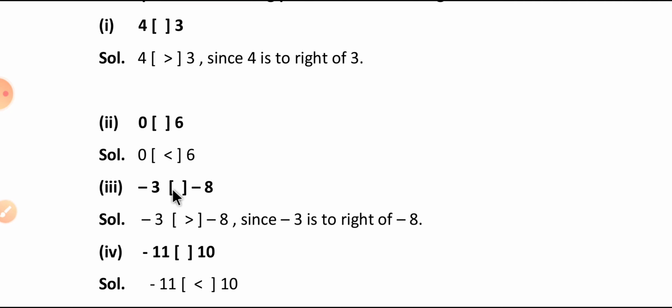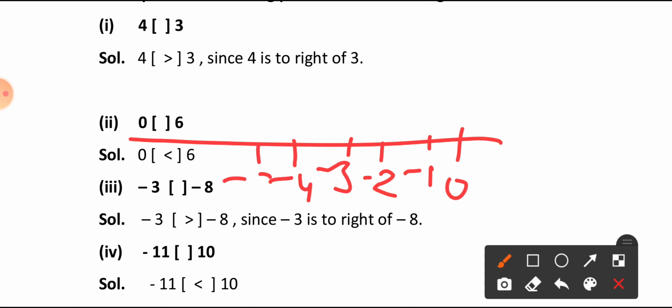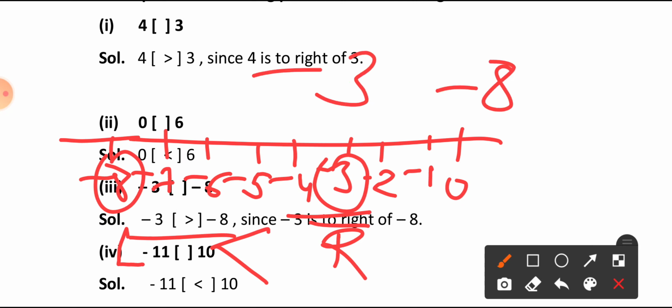Then minus 3 and minus 8. Using the number line, if we see this one: 0, minus 1, minus 2, minus 3, minus 4, minus 5, minus 6, minus 7, minus 8. So now see, minus 3 is given here and minus 8 is on this side. So minus 3 is on the right-hand side and minus 8 is on the left-hand side, and we know that the number which is on the right-hand side is always greater than the left-hand side number. So minus 3 is greater than minus 8. Or directly we can also say that the number with less value is always greater than the bigger one in negative integers.